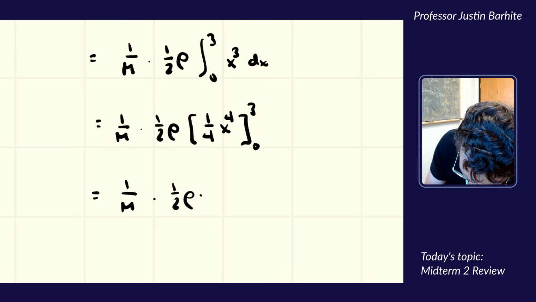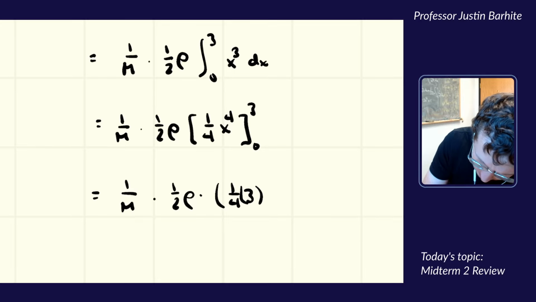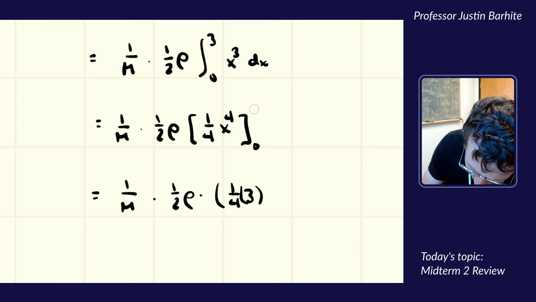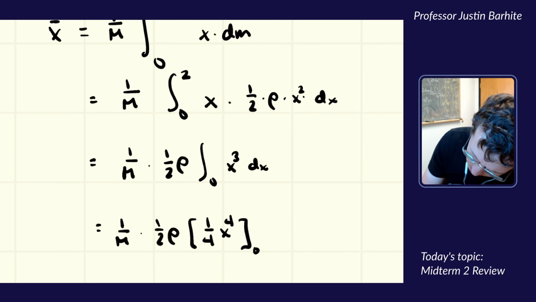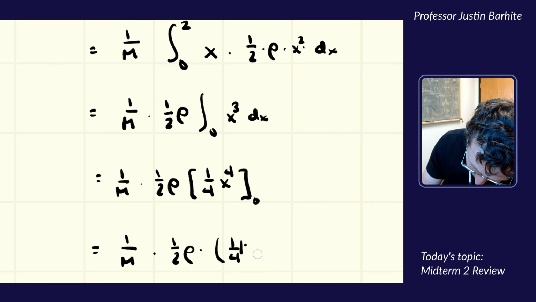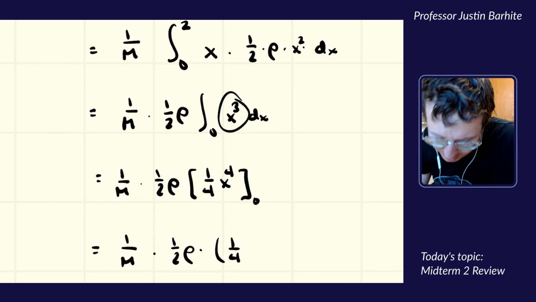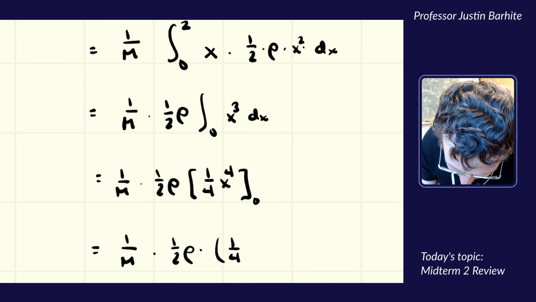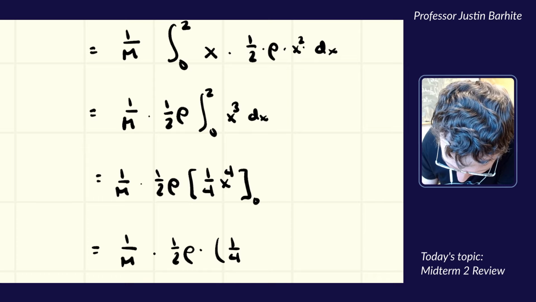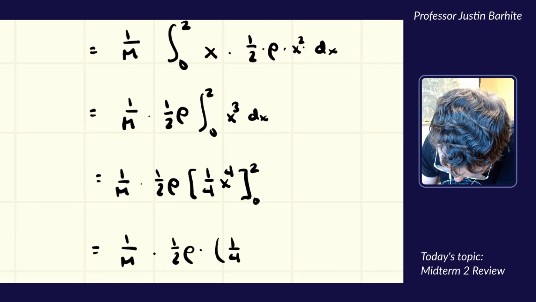Alright, so I get 1/4 times 3. That was supposed to be a 2. Why did I change that to a 3? Weird. Maybe it was because I was talking about how the only difference between this and the previous integral was that the x squared ended up being an x cubed this time, and maybe I changed another 2 to a 3 that I wasn't supposed to.